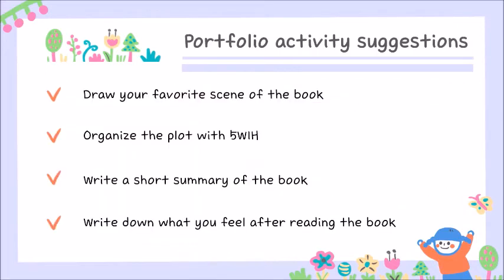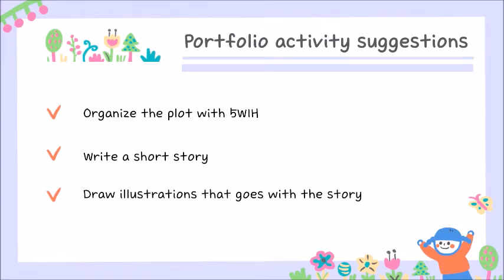In post-reading activities, students can draw their favorite scenes of the book, use 5Ws 1H to organize the plot, write a short summary of the book, and write down what they feel after reading the book. The students can also write a short story by organizing the plot and drawing illustrations. The portfolio could be used to assess students.